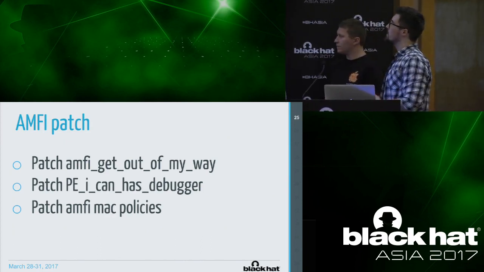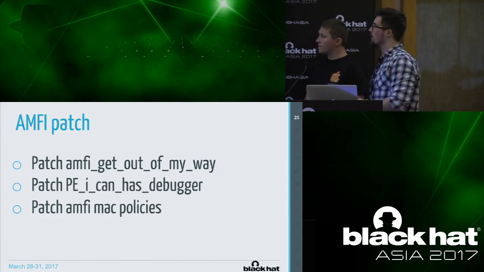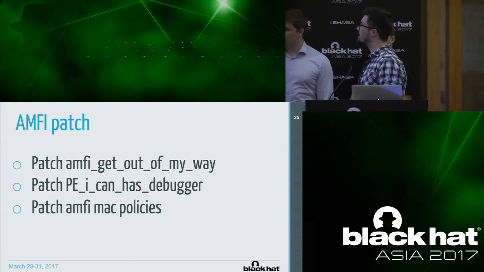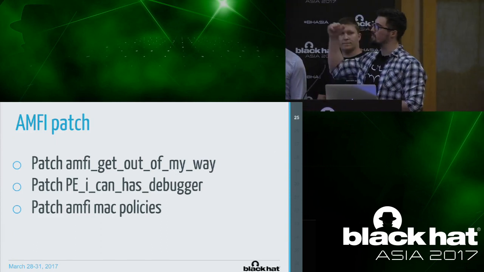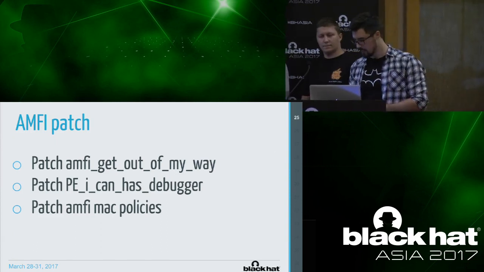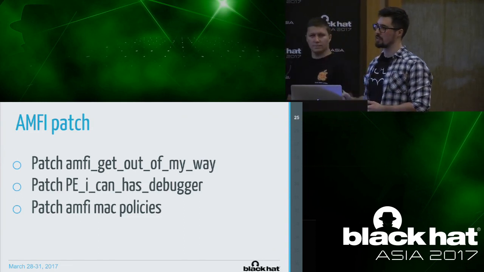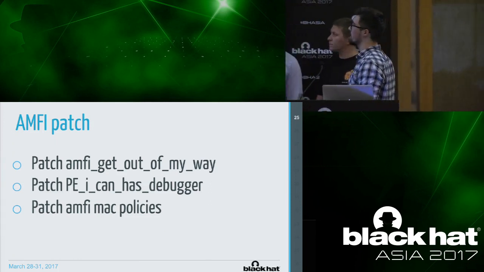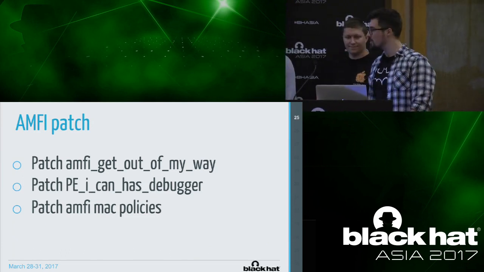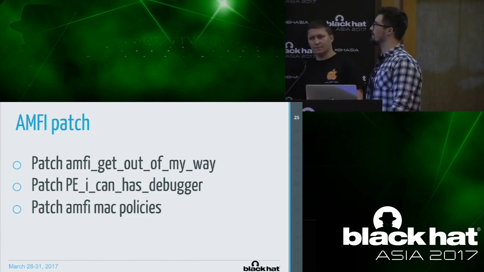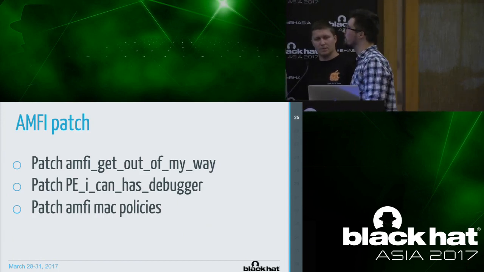There are a few ways of doing that. There is a really interesting boot argument called Amphi get out of my way. It doesn't exist on release kernels and release devices, but Amphi still respects this boot argument. So this means if you find a variable that reads the value of Amphi get out of my way and patch it directly in the kernel, you'll get Amphi get out of my way functionality. The same thing, we need to enable the debug mode. The debug mode will disable a lot of security features like code sign and something in a remount.